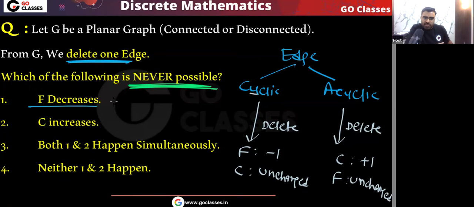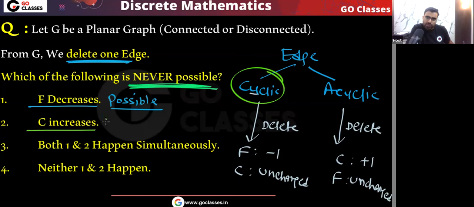F decreases, this is possible. F decreasing is possible if you delete a cyclic edge. Is this clear? Please tell me. If you delete a cyclic edge, then F decrease is possible. C increase is possible when you delete an acyclic edge. Okay. Both happening simultaneously?